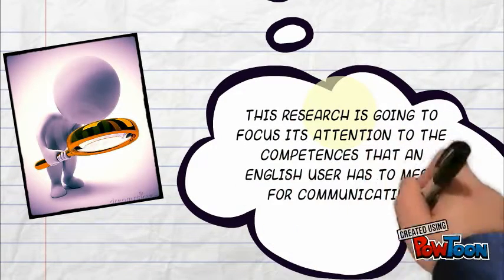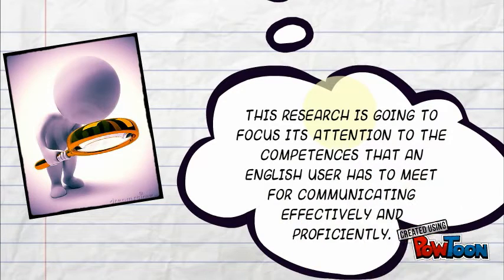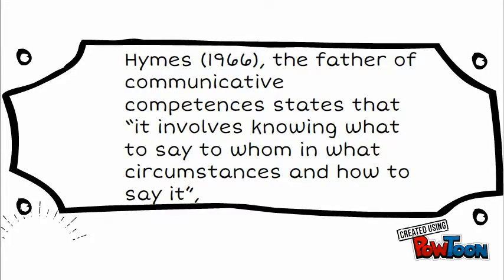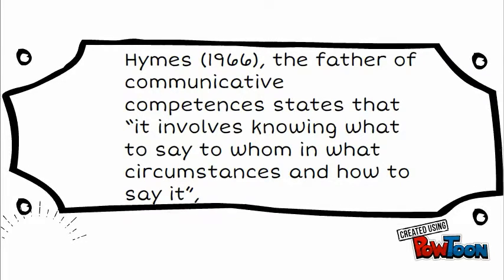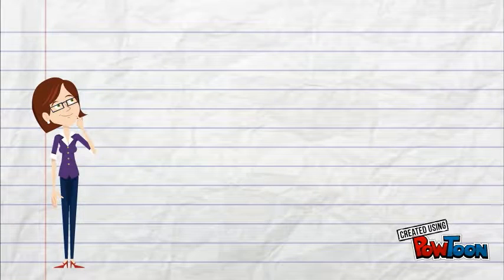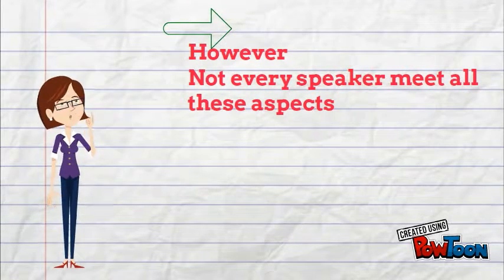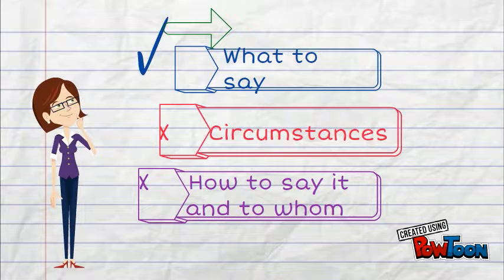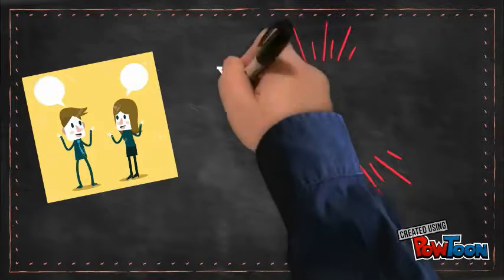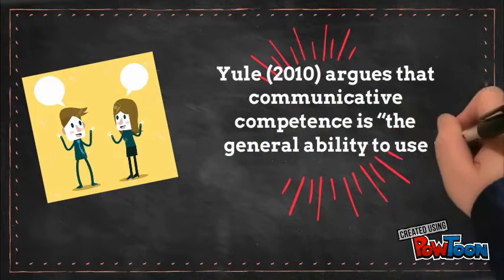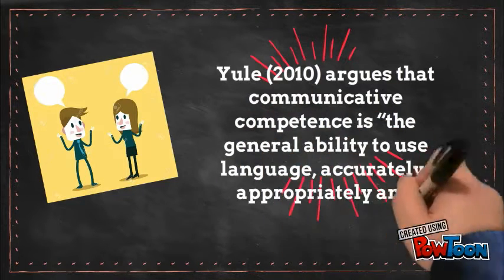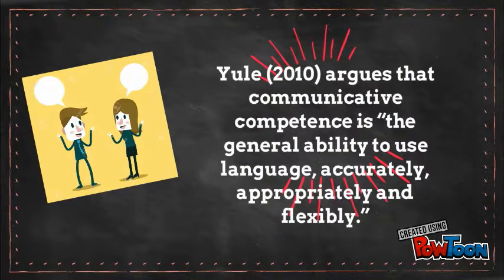effectively and proficiently. Hymes, 1966, the father of communicative competencies, states that it involves knowing what to say, to whom, in what circumstances, and how to say it. However, it can be said that not every speaker meets all these aspects, because one can know what to say, but also cannot know the circumstances in which that person can say it, or even how to say it and to whom. Yule, 2010, argues that communicative competencies is the general ability to use language accurately, appropriately, and flexibly.